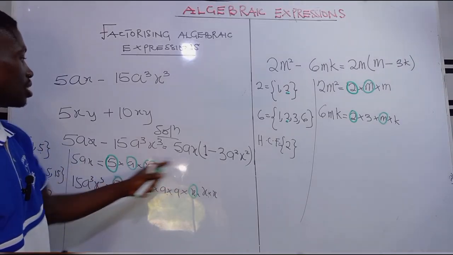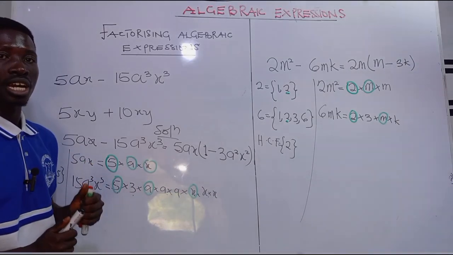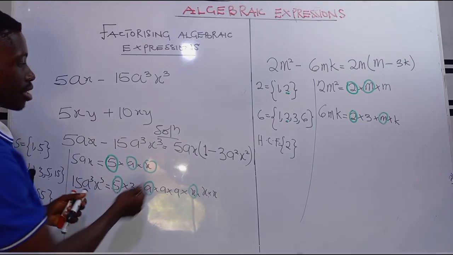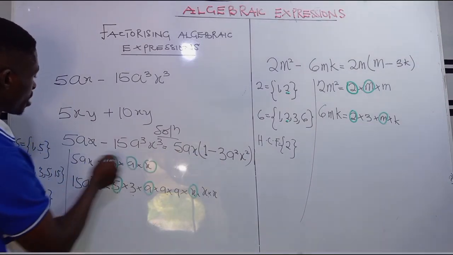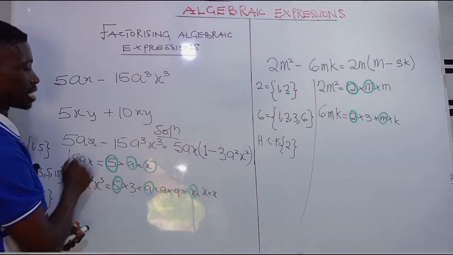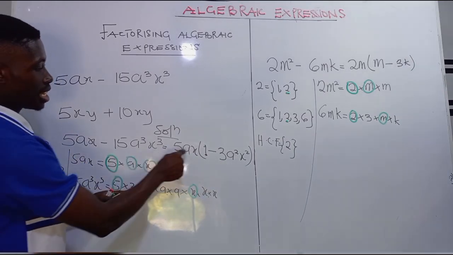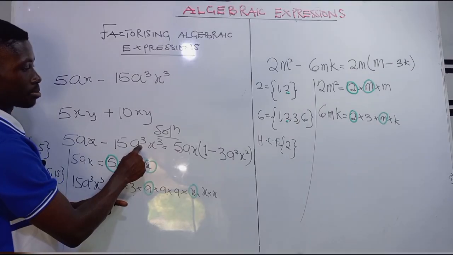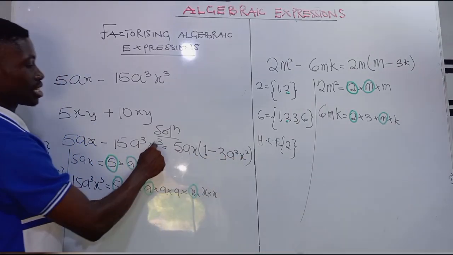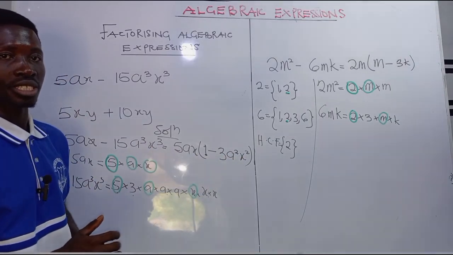So after expanding, we should get our original algebraic expression back. 5ax times 1 will give us what? 5ax. We have minus. 5 times 3 will give us 15, right? a times a squared will give us a cubed. x times x squared will give us x cubed. We have our original expression back.